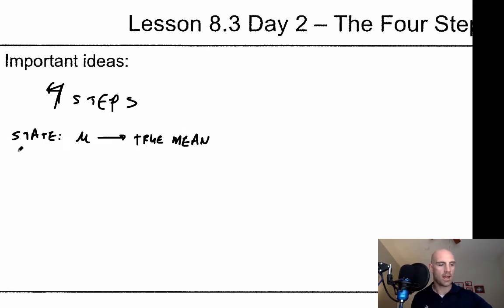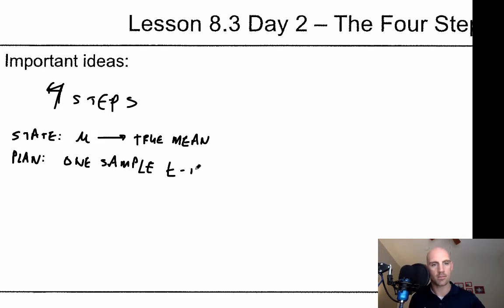Okay. And in our plan, for now, what we're going to be working with is one sample. So we're going to have one sample, and it's going to be a t interval. So we're going to be doing a one sample t interval for mu, for our true mean.